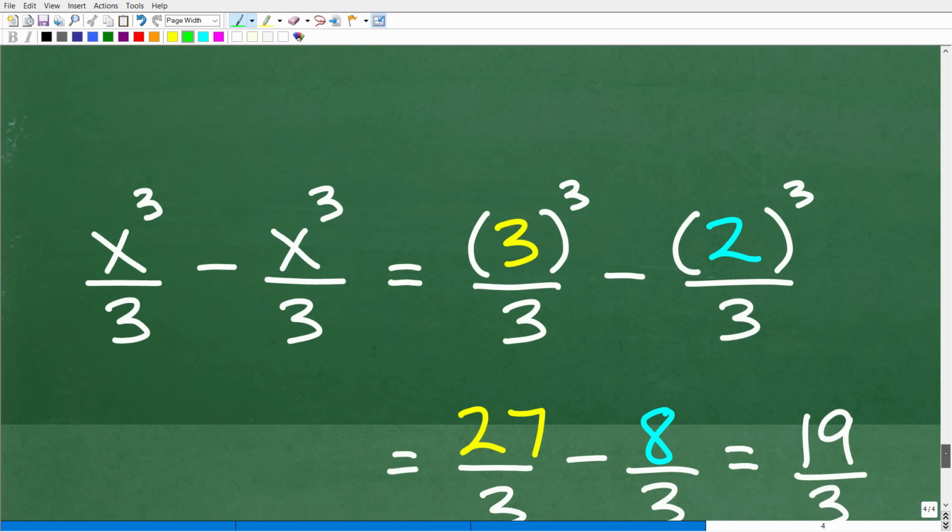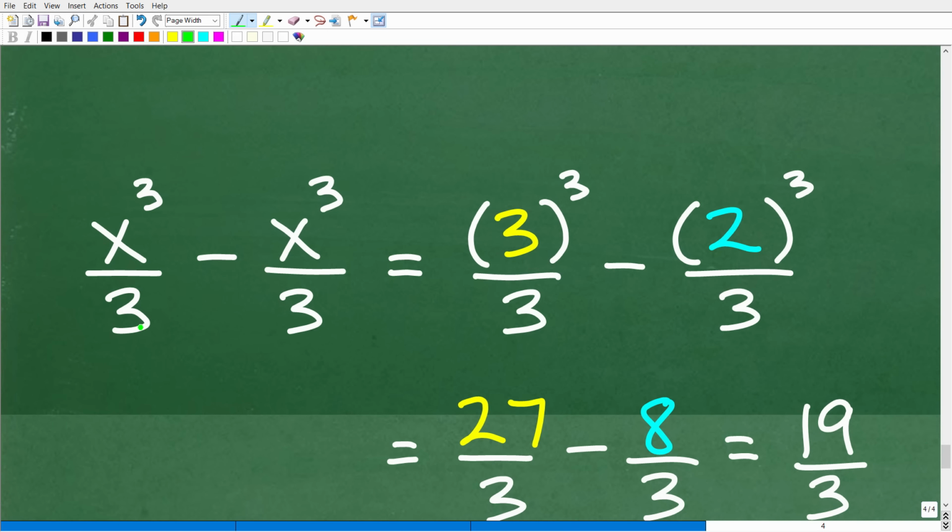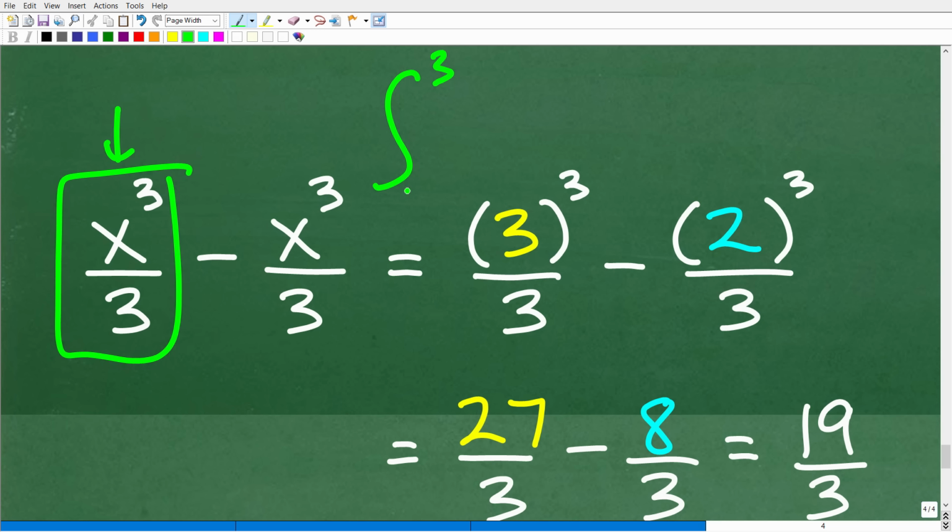All right, so let's go ahead and finish up this problem so we can get the actual area. Okay, so here is our x cubed over 3 minus x cubed over 3. Remember, we're going to plug in that top number on the integral, which was 3, in this first x cubed, and then our bottom number, which is 2, we're going to plug it in on this second one. So here is the setup. So we have 3 cubed over 3 minus 2 cubed over 3. And let's go ahead and do the number crunching right now.